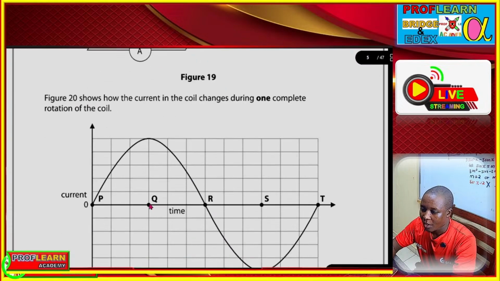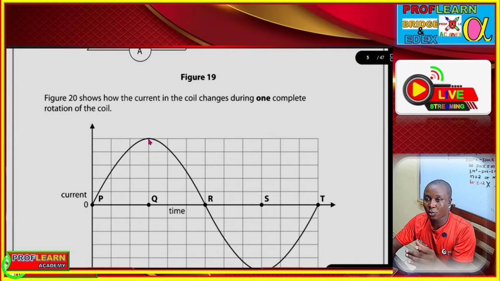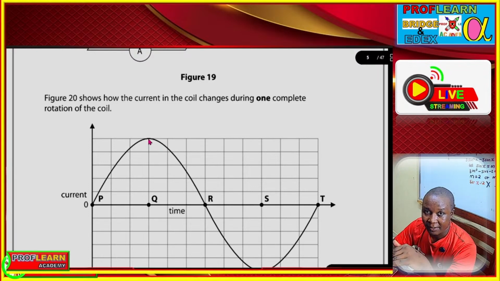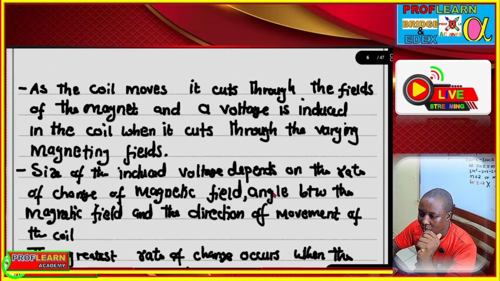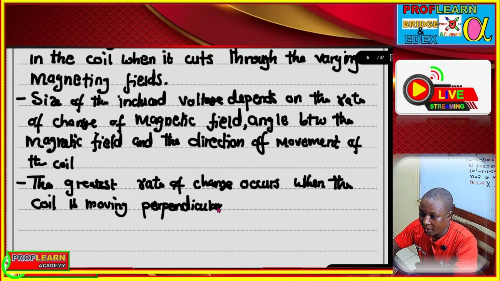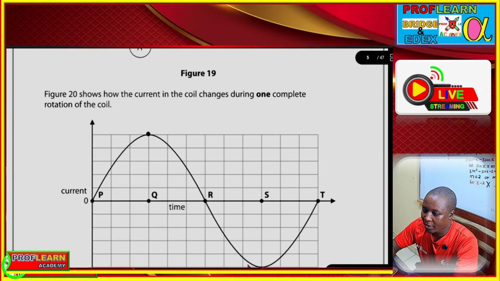Right. So at this particular point, that's where we have the maximum. And at Q, that's when the coil is moving perpendicular. The motion of the coil is perpendicular to the direction of the field. Therefore, the greatest rate of change occurs when the coil is moving perpendicular to the fields, and that is going to happen at point Q and S.